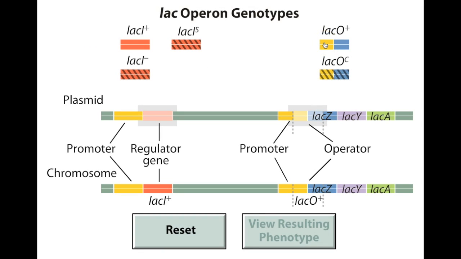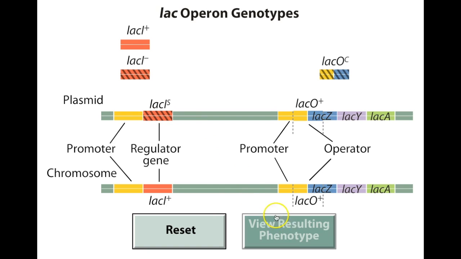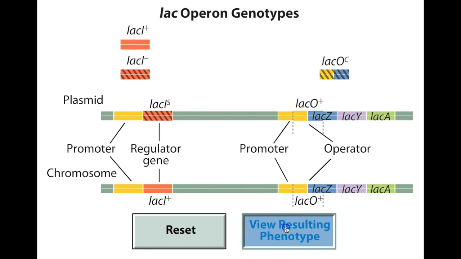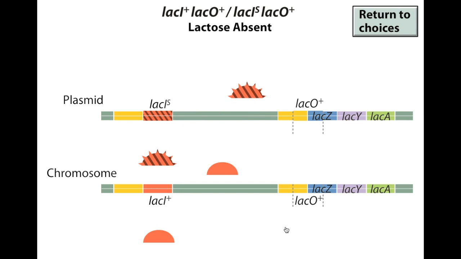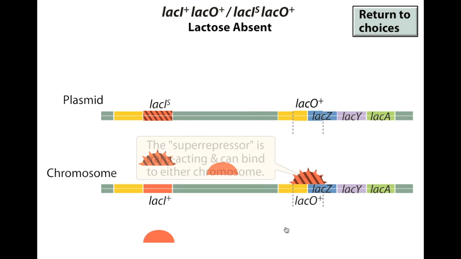So let's say that we have a wild-type version of the operator region, and we have now a special version of the LAC-I gene. This is a special type of mutation, and you'll see how. The LAC-I plus gene produces wild-type repressor proteins. The LAC-IS gene produces mutant repressors that have no allolactose binding site. These repressors are called superrepressors.